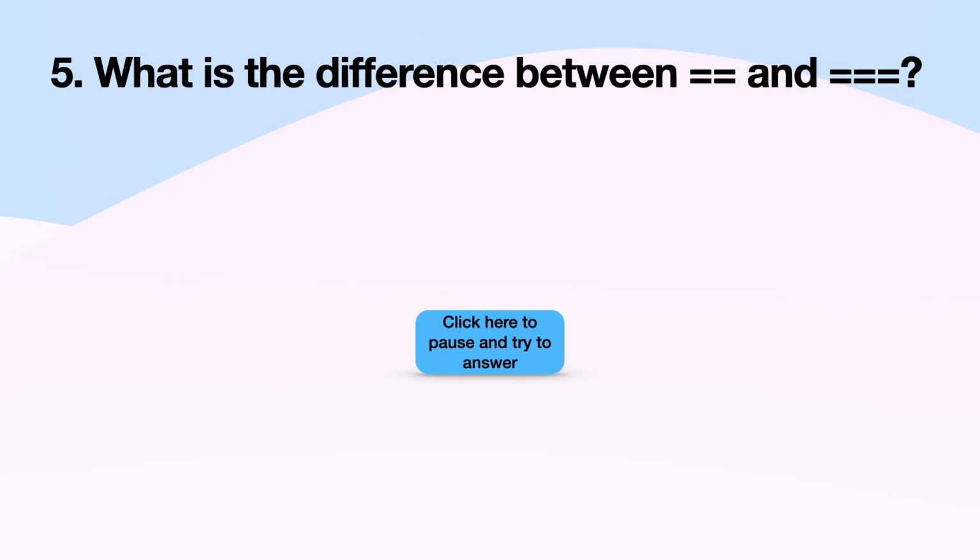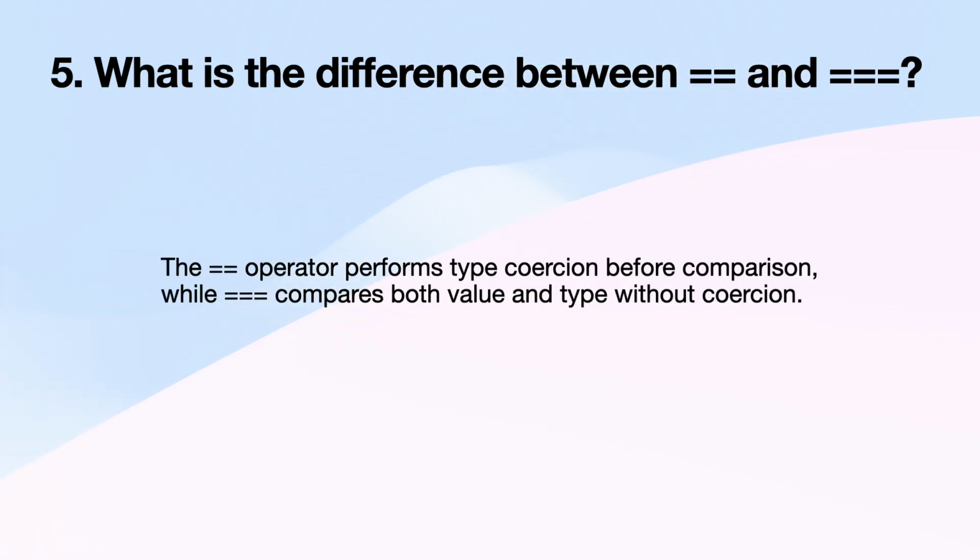What is the difference between double equals and triple equals? Let's dive deeper into the difference between the double equals and triple equals operators in JavaScript. The equals equals operator, also known as the equality operator, performs type coercion before comparison. This means it will attempt to convert the operands to the same type before making the comparison. For example, if you compare a string 5 to the number 5 using equals equals, JavaScript will convert the string to a number before comparing, and the result will be true.